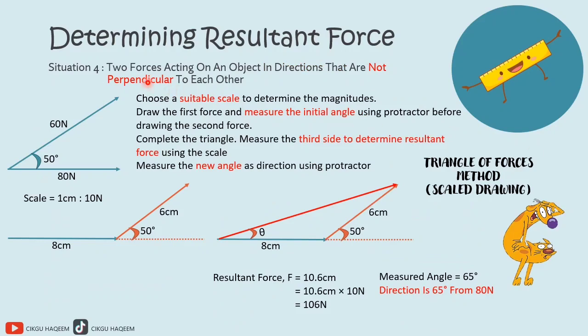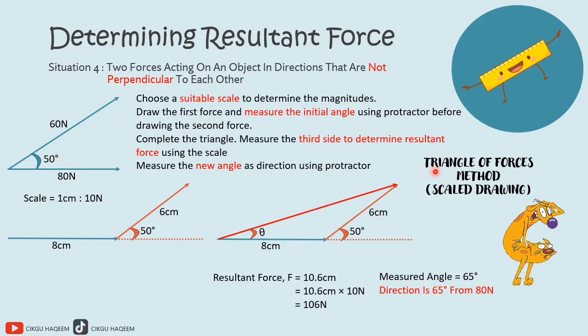How are we going to find the resultant force when two forces act on an object in directions that are not perpendicular to each other? So this one is different from situation 3. In situation 3, the forces are perpendicular to each other, but in situation 4, the forces act on an object in directions that are not perpendicular to each other. Okay, so how are we going to find the resultant force? Over here we see there are two forces, 60 Newton and 80 Newton, at an angle of 50.